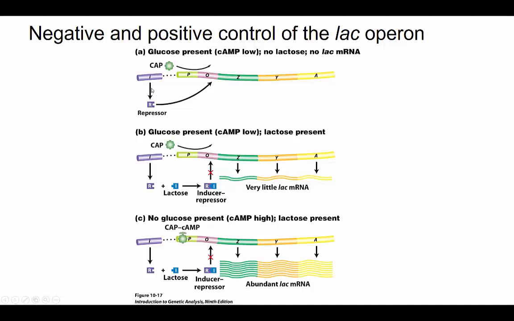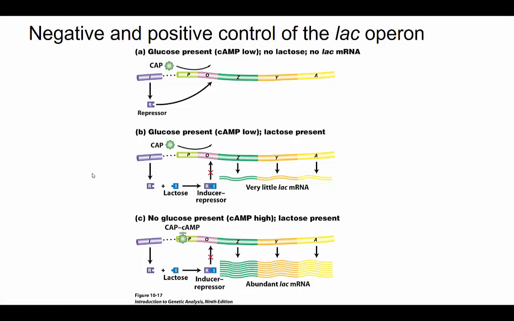Also, no lactose is present, and when you do not have lactose, the lac repressor will bind to the operator and physically block RNA polymerase from binding and transcribing, and the result would be that you have zero transcription.